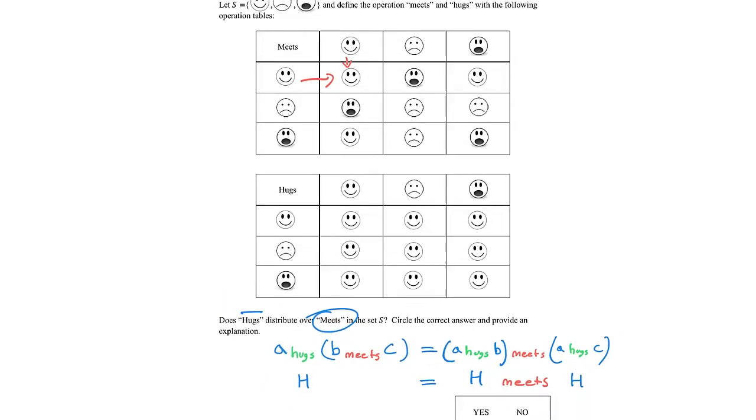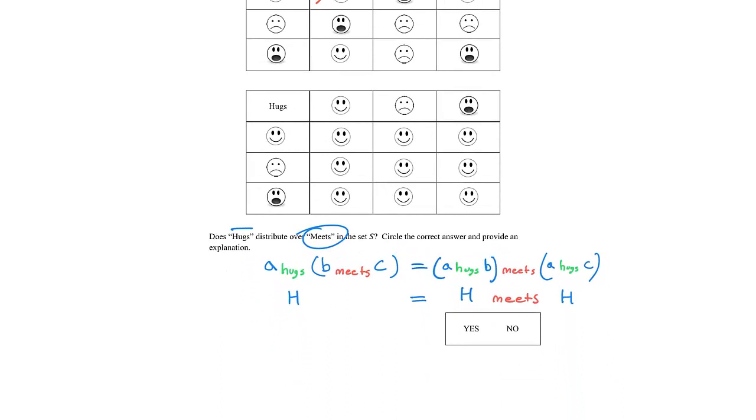So in this case, regardless of the A and B and the C, we get happy on both sides of the equation. So we can say, yes, hugs distributes over meets.